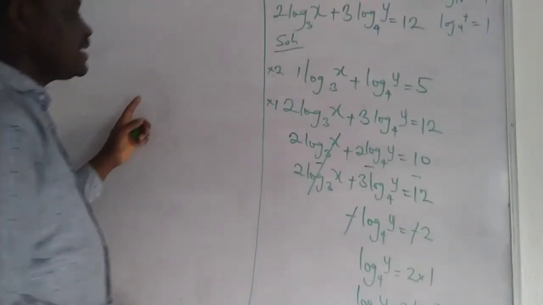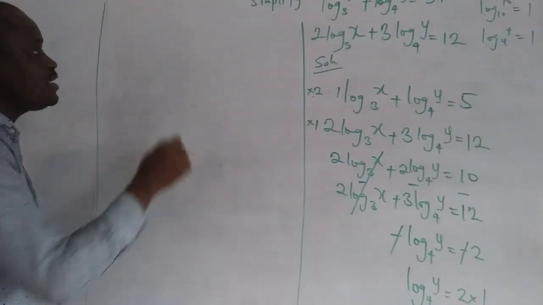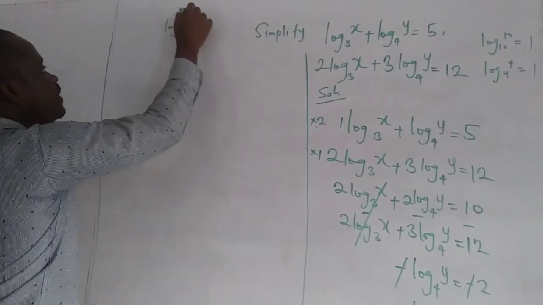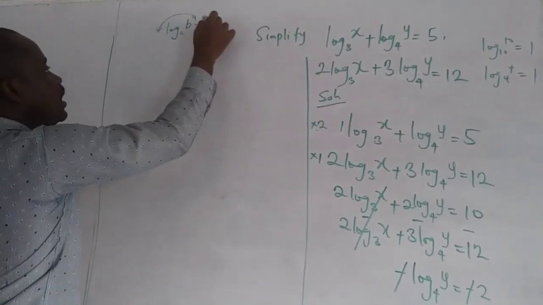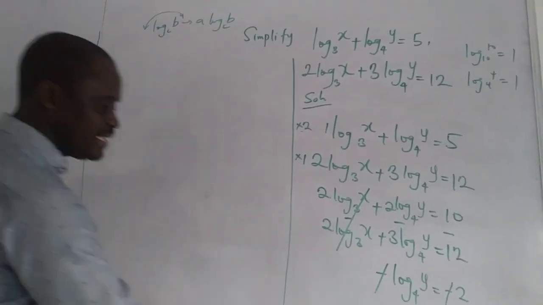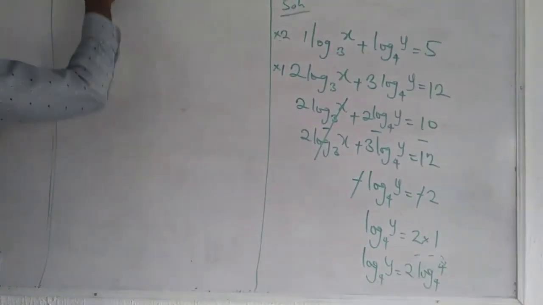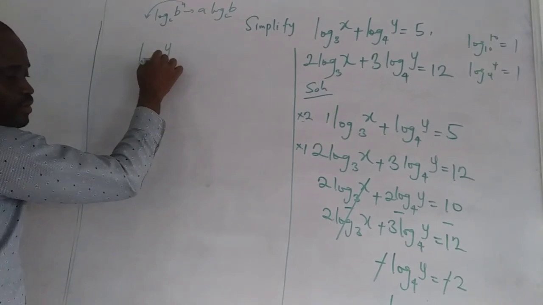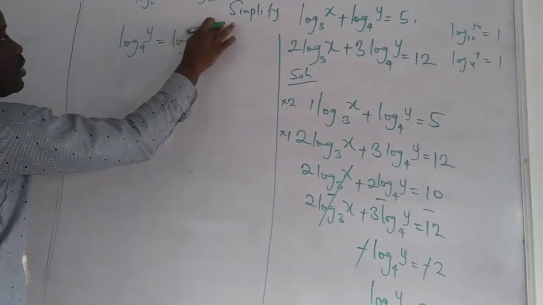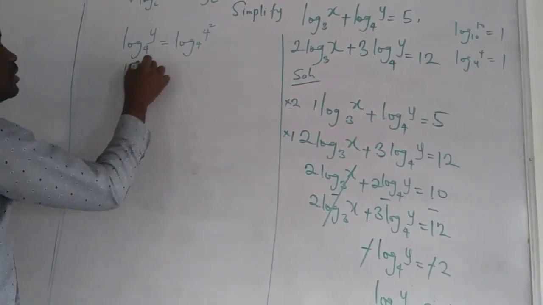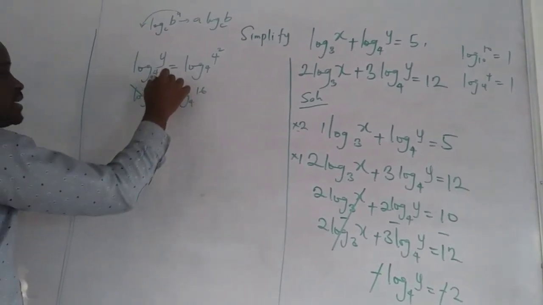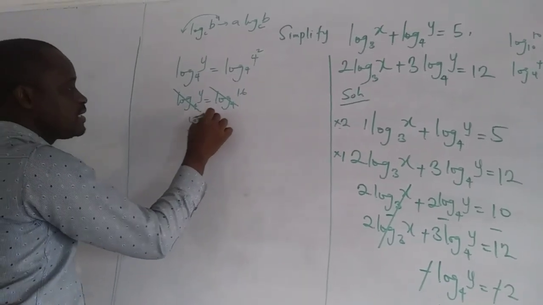Now, there's also a law in logarithm that states that when you have log b to base c raised by a, this can be a log b to base c. So when you do that, I can take the 2 upwards, which now makes it log y to base 4 equals log 4 raised by 2 to base 4. And this makes log y to base 4 equals log 16 to base 4. Log 4 cancels log 4, y is 16.